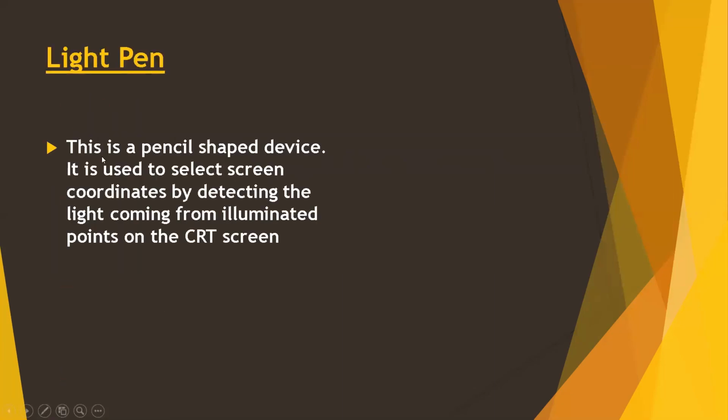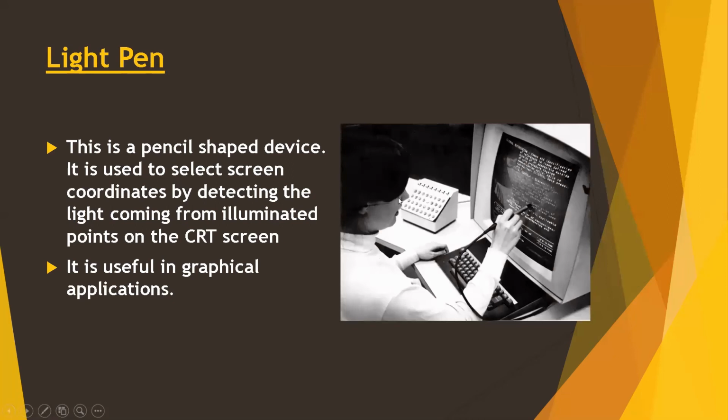Light pen. This is a pencil-shaped device. It is used to select the screen coordinates. So you can see the light pen here. This is the light pen which will detect the coordinates. How will it detect? By the light coming from the illuminated points on the CRT screen. So it is useful in graphical applications.